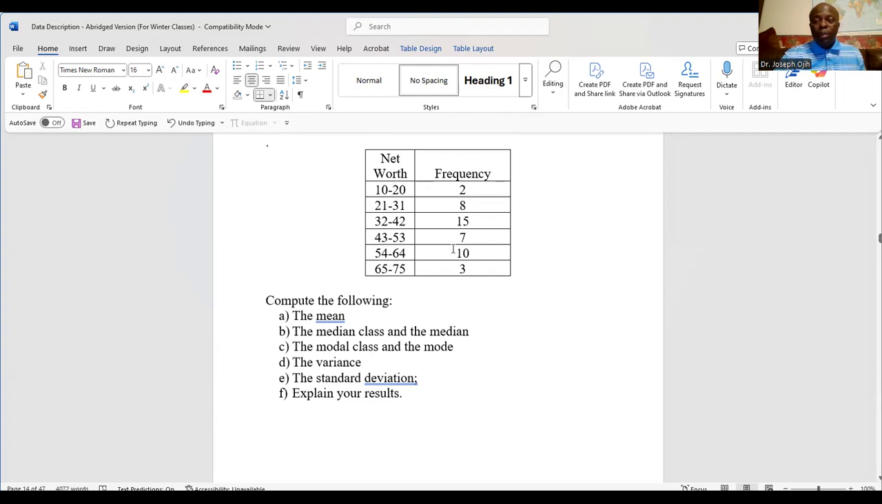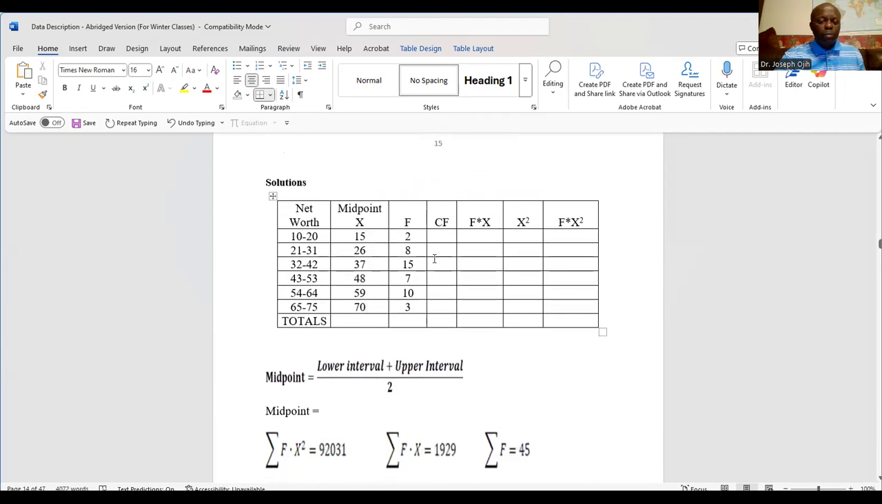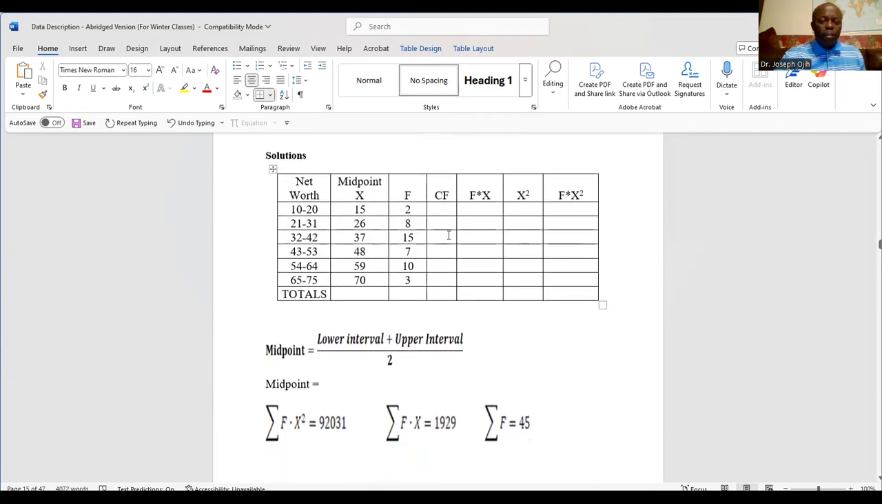unless you complete preparing the table of values like this. Now, for cumulative frequency, the first cumulative frequency is the same as the first frequency, which is 2. To get the next one, you add the next frequency: 2 plus 8 is 10. 10 plus 15 is 25. 25 plus 7 is 32. 32 plus 10 is 42. And 42 plus 3 is 45. If you add all the frequencies, you get 45 as well. You can verify that with your calculator.